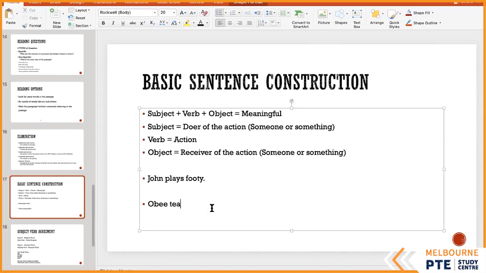Now, let's have a look. So, John over here is a noun. Footy over here is a noun, right? Because it's something. It's a thing. John is someone, so it's a noun.